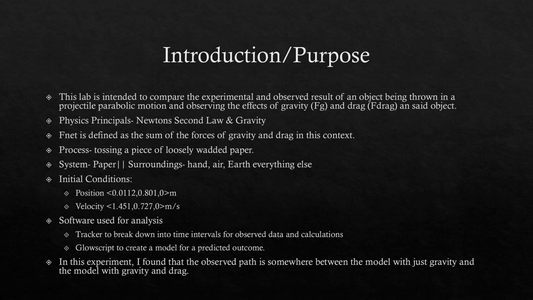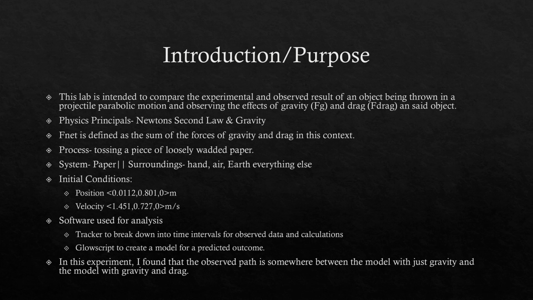This lab is intended to compare the experimental and observed result of an object being thrown in projectile parabolic motion and observing the effects of gravity and drag on said object. Physics principles involved are Newton's second law and gravity. Fnet is defined as the sum of forces of gravity near the Earth's surface and drag in this context.